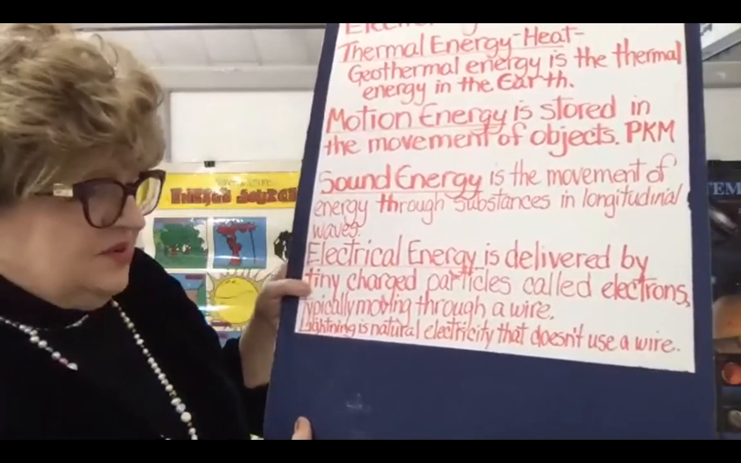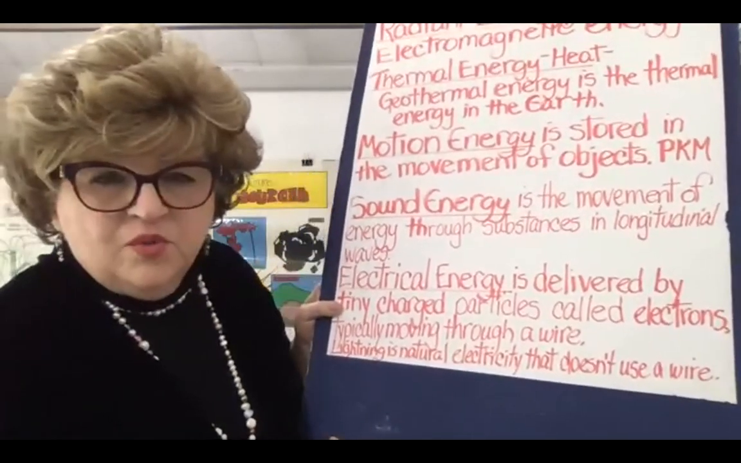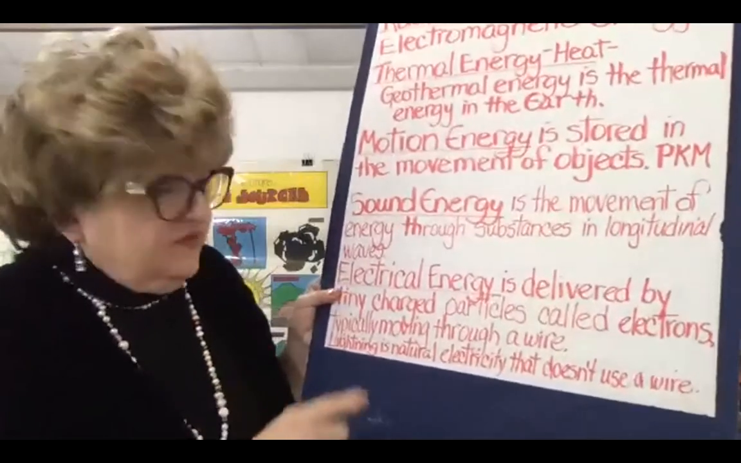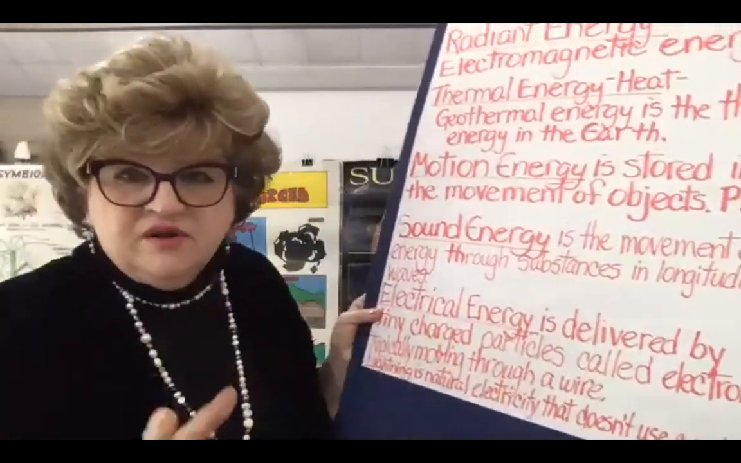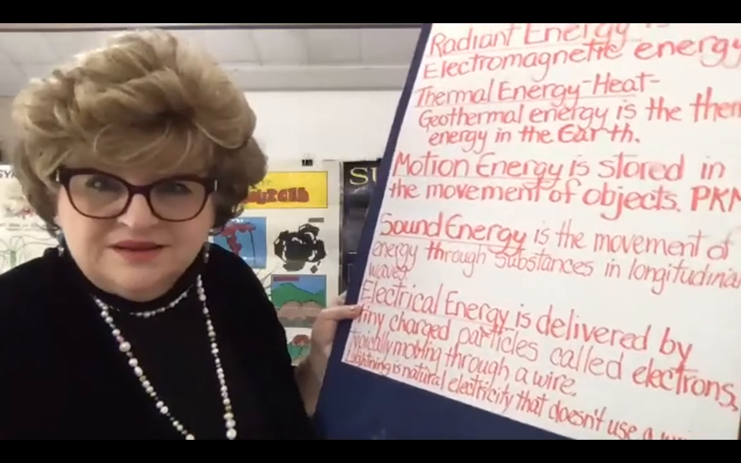And they typically involve moving through a wire. One example of electrical energy that is very prevalent on our planet is lightning. And lightning is so tremendously powerful, it doesn't go through a wire. It just goes straight from the clouds to the earth, or from the earth to the clouds, or from cloud to cloud, but it's a tremendous amount of energy. So both potential and kinetic, stored energy and the energy of motion, are extremely important.